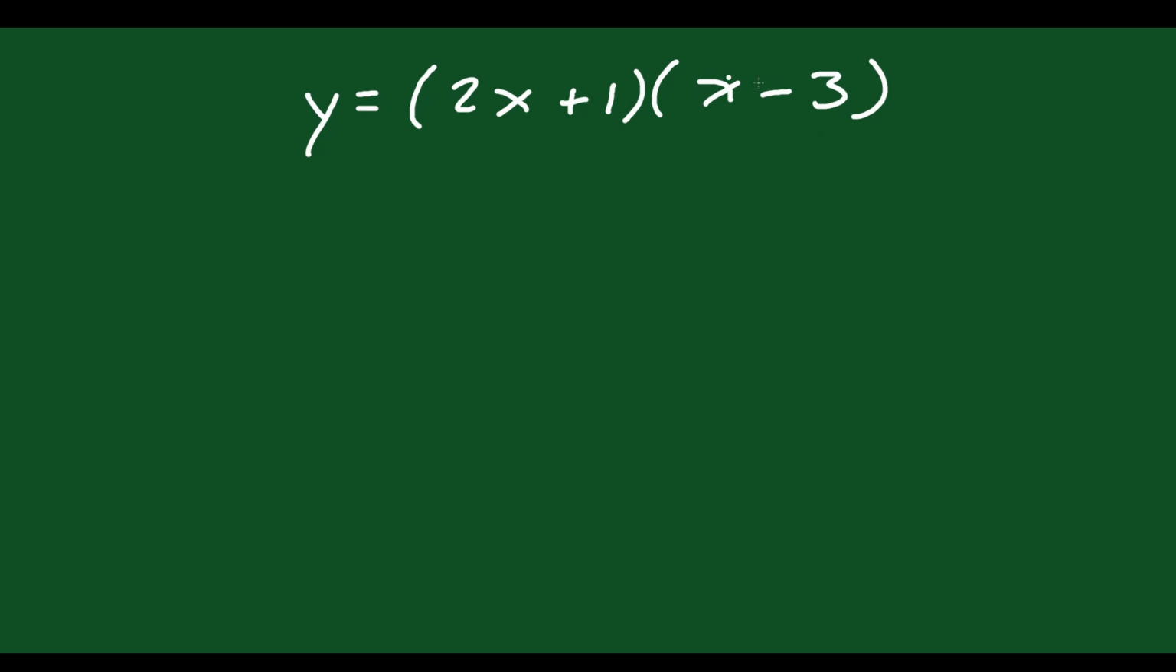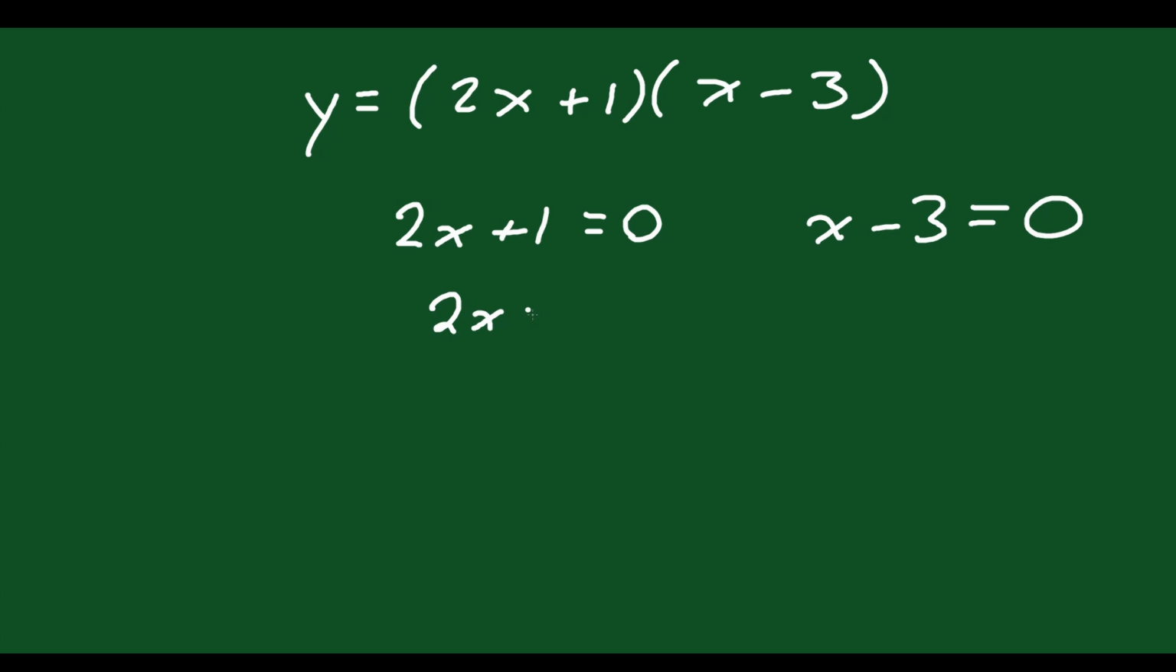Let's do another one. Might look a little bit different. But what if you have y equals (2x + 1)(x - 3), and I say solve this quadratic, right? That means what are the solutions? It means what are the x-intercepts, right? What are your roots? What are your zeros? You do the same thing, right? You set each bracket to 0, and you solve for x.